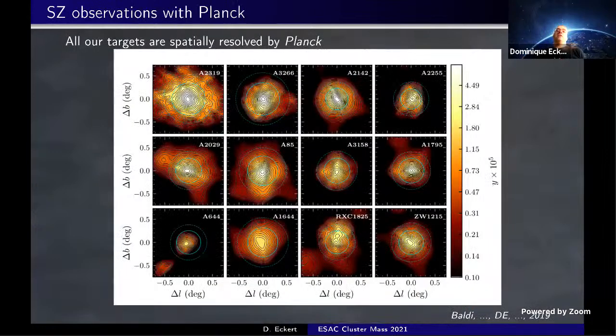And here is just to show you from this nice recent paper by Anna Silvia Baldi what we can do in terms of SZ effect. These are the reconstructed Planck maps of our systems. You can see all of them are detected with very high significance. And we can get very nice measurements of the pressure profile from them because they're also nearby. So the PSF of Planck is quite a bit smaller than the extent of these systems on the sky.